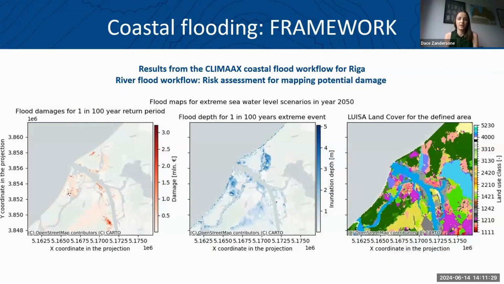Then there is another script which you can run to get these kinds of results. This is for Riga, our capital city. In the middle you can see flood depth for 1 in 100 years. On the right side, there is the LUISA land cover for this area, so you can see how many different kinds of land cover we have in Riga. On the left side, there is flood damage for the 1 in 100-year return period. So we can get this kind of information just by changing coordinates.